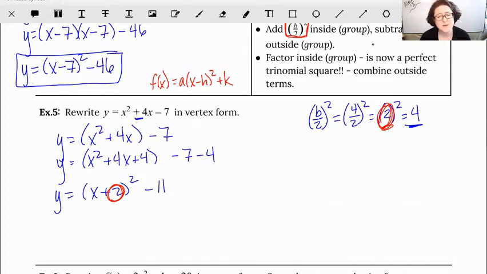Okay, but what happens if we have an a term in that spot? We've got to look at a couple examples for that. So let's check that out.